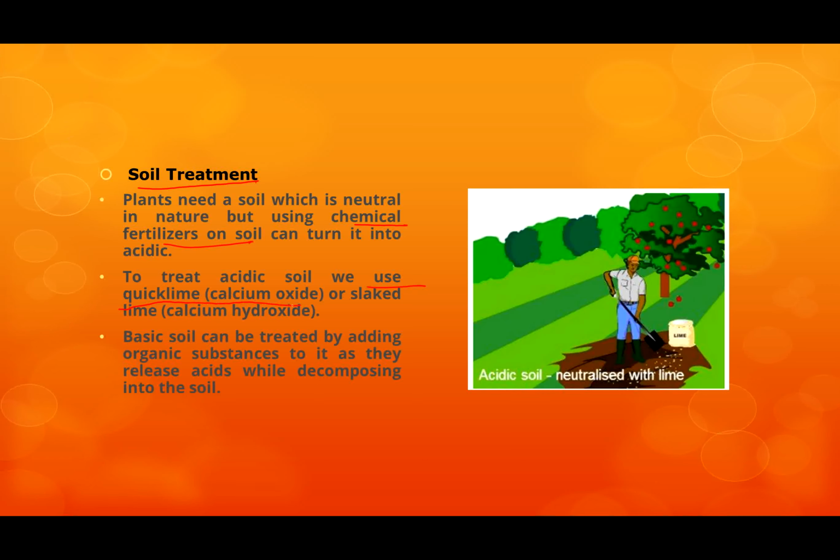So we are adding quicklime or slaked lime. The chemical name of quicklime is calcium oxide and slaked lime is calcium hydroxide. So once you add it to the soil, it will be neutralized. The other thing is that sometimes the soil becomes basic. So what we can do is add organic substances, as when organic substances decompose, they release acids. So the basic or acidic nature of soil can be neutralized by adding different acidic or basic substances to the soil. And here also this phenomenon is neutralization.